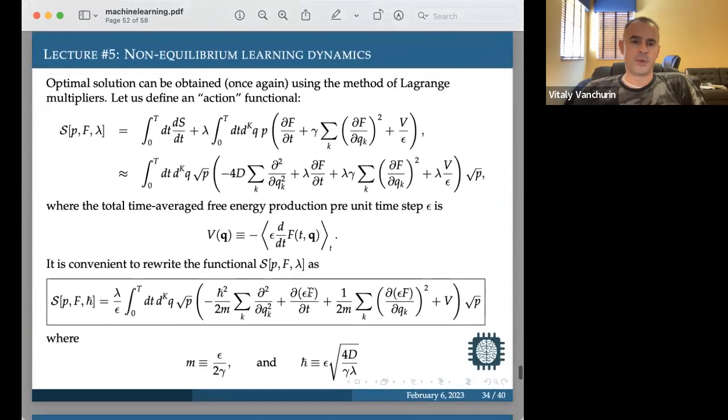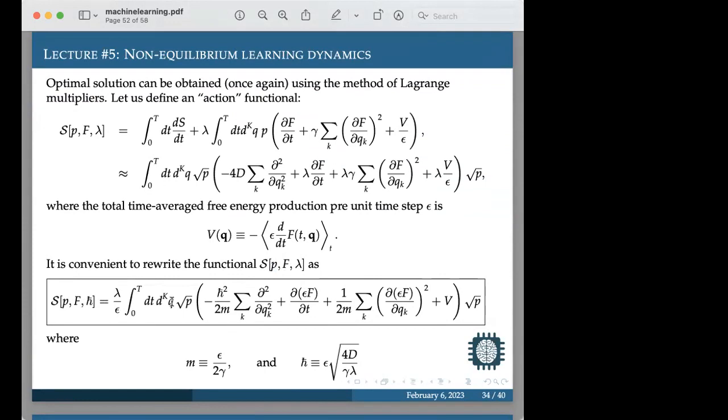Okay, so let's move on. So now it's just mathematics. We set up the problem. We know what our degrees of freedom are. It's P, F, and lambda. We've defined it as a functional. We need to just vary it now, everything with respect to P, F, and lambda. And then by setting variations to 0, we'll obtain equations for P and F.